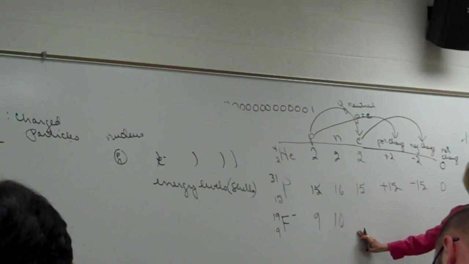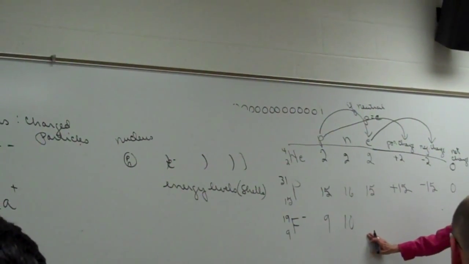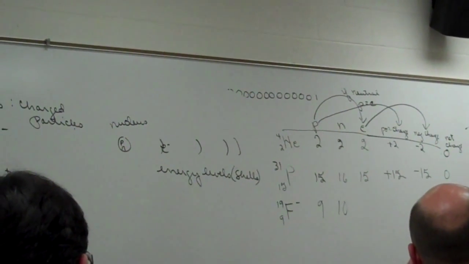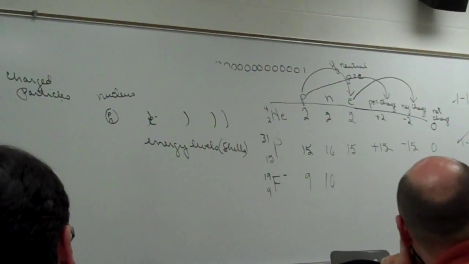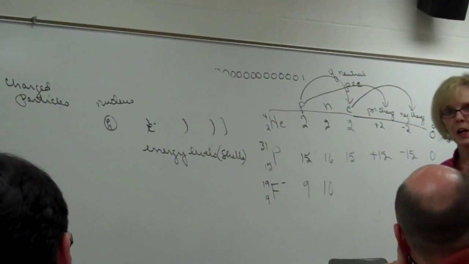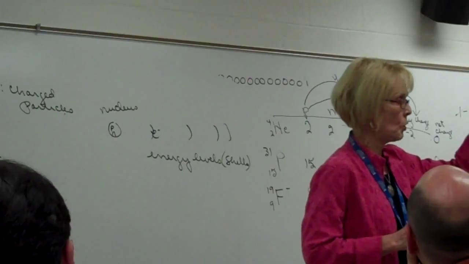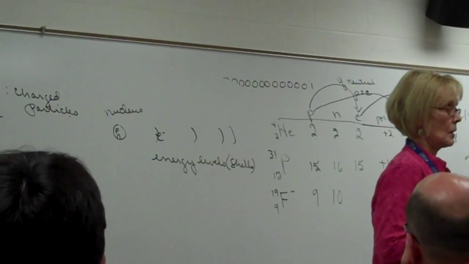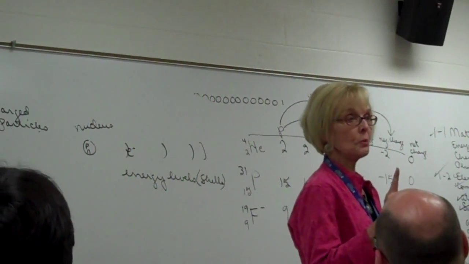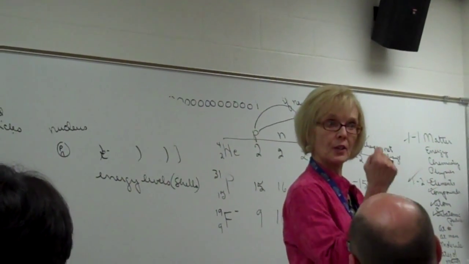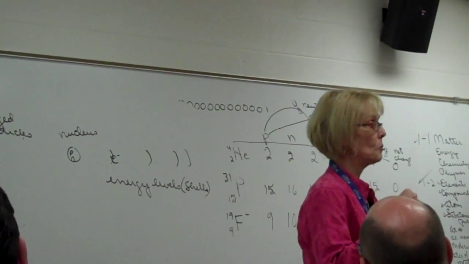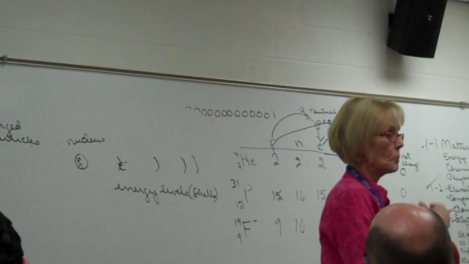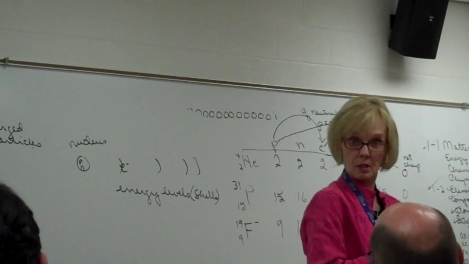Okay, careful. Here's what the difference is. If we become -1, we must have gained what? 1 electron. If you became -2, you would have gained 2 electrons. If you become -3, you must have gained 3 electrons. Okay, if you become +1, you must have lost 1 electron. If you become +2, you must have lost 2 electrons. And if you become +3, you must have lost 3 electrons.